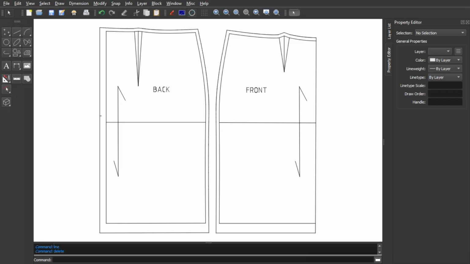Make a zip notch at the center back 2 centimeters above the hip line. This marks the end of the zip. Add the grain line as well. And we are done.